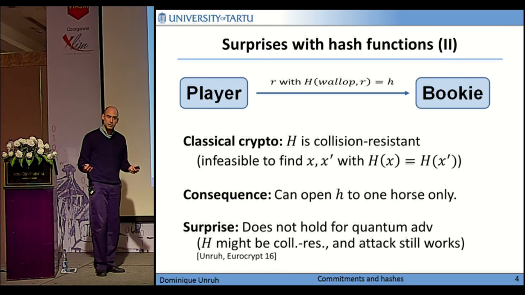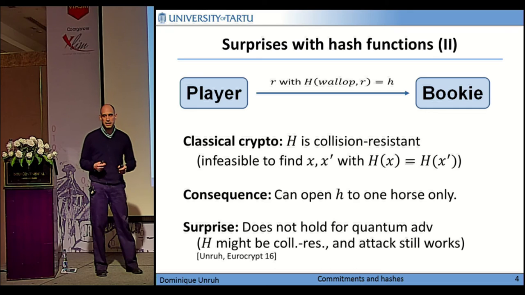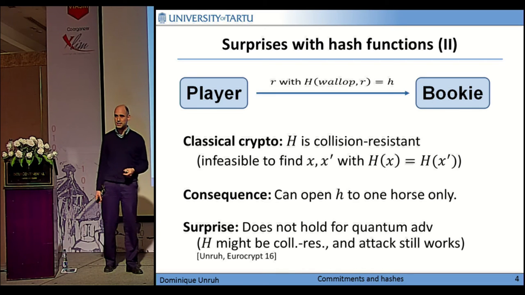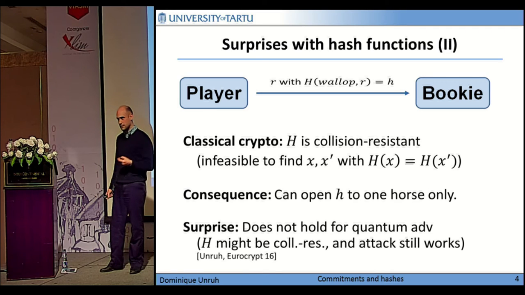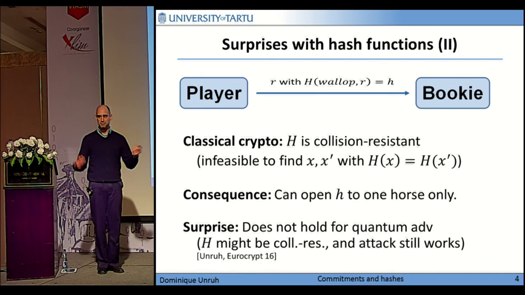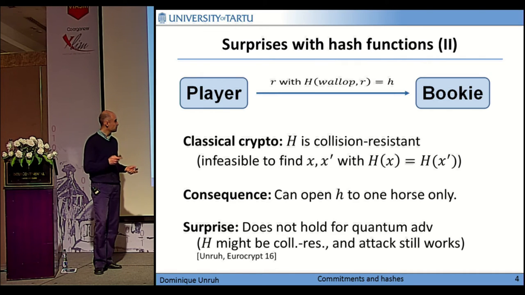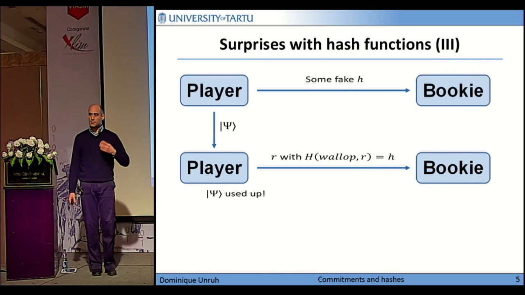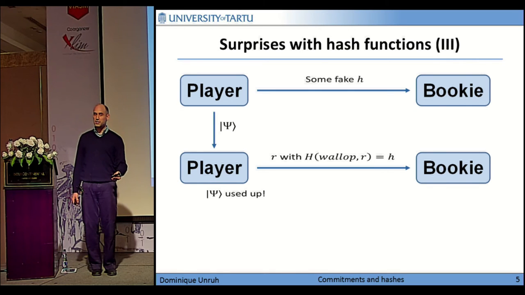So the first question you might ask is, is this even possible? Although this is not the topic of the paper here, I would like to tell you a word or two why it is possible in principle that this can happen, because otherwise you might stop listening because you think I'm solving a problem that can't happen. So why could it be that such an attack is possible with a collision-resistant hash function?